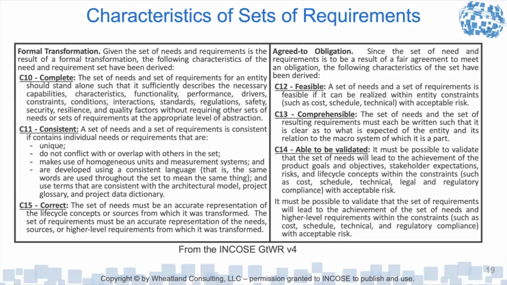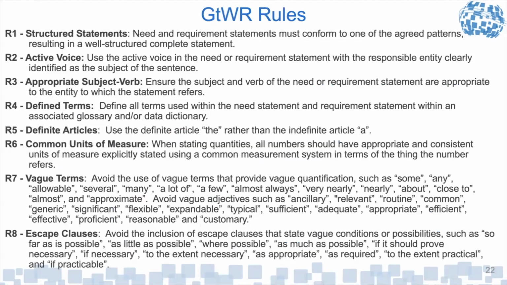And it must be able to be validated that the set of requirements will lead to the achievement of the set of needs and higher level requirements within the constraints, such as cost, schedule, technical, and regulatory compliance with acceptable risk. So we go through the rules really briefly. I'm not going to, again, go into detail. The previous presentation on the rules, hopefully you've viewed that and you have a good understanding of the rules.